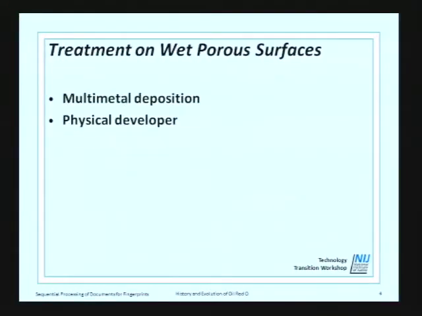So we see with the treatment on porous surface that we could go with the anhydrin, the DFO, the indanedione. You could even go with the magnetic powder if you wish. Actually, the results are not so good, but you could get something. And you got the physical developer, usually. And when you go on wet porous surface, in that case, you got the multimetal deposition and the physical developer. Multimetal deposition is a pretty complicated stuff, and actually it's not really used in North America, more in Europe, but well, that exists, so you must know that at least that could be done.